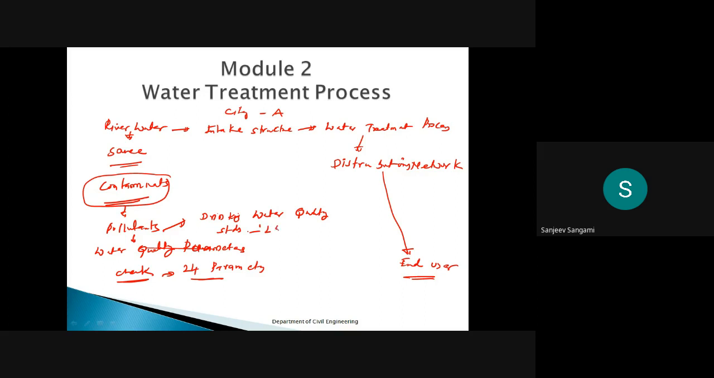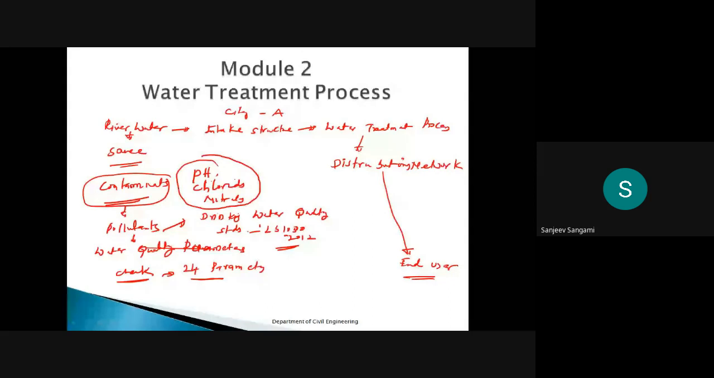I already said that I have to refer to the IS 10500:2012 code. In that, which parameters are exceeding? For example, one is pH, and I am taking some other examples: chloride, nitrate. These three are among the 24 parameters. Then assume which parameters are exceeding the limits. For example, pH. Just take an example of pH.